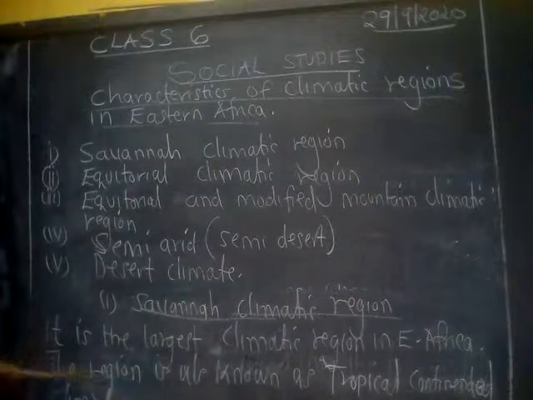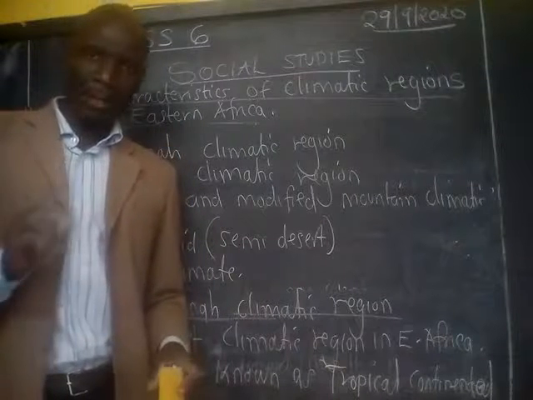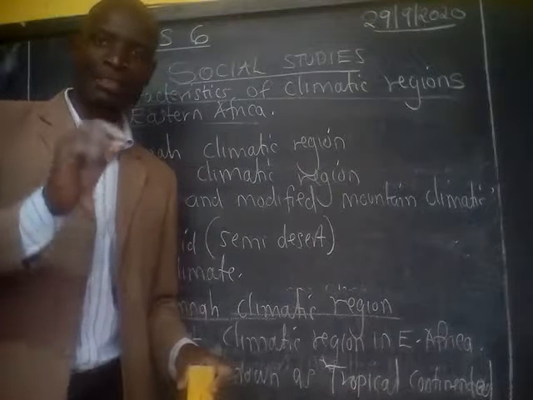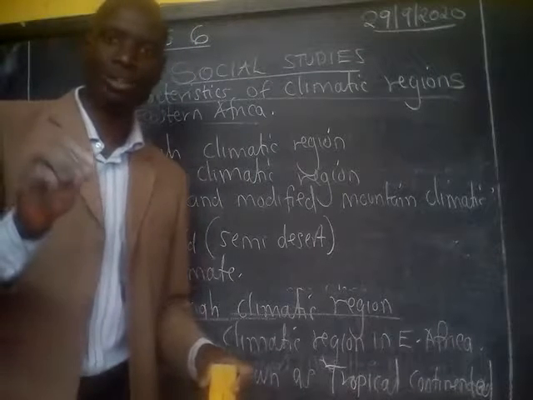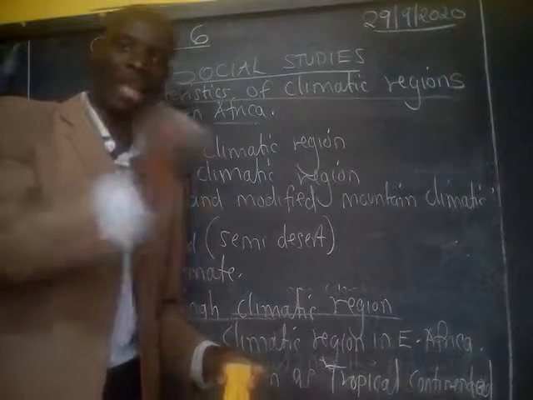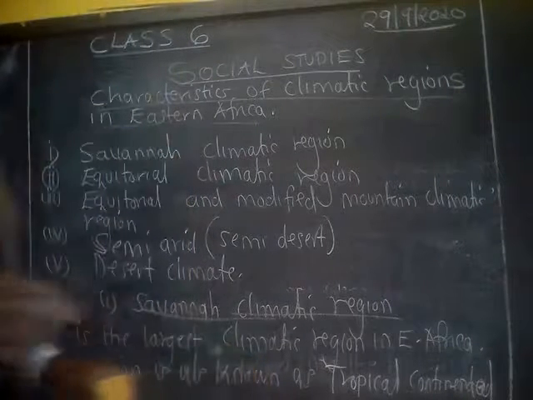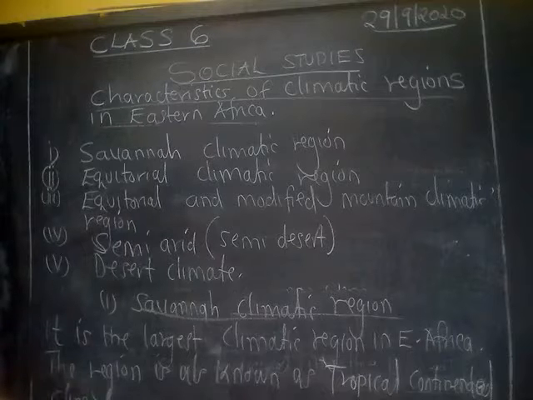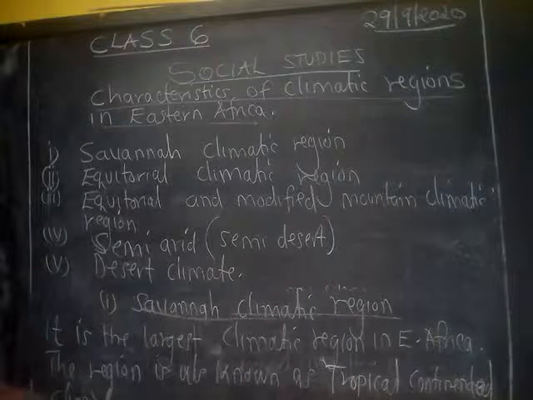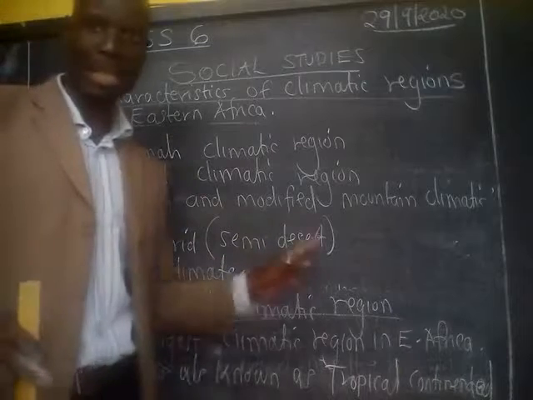The region is also known as tropical continental. Another examiner might use tropical continental, and another Savannah climatic region. It is upon you to understand they mean the same thing. So Savannah climatic region and tropical continental mean one climatic region in Eastern Africa. The tropical lands neighbor the equatorial region, lying within 23.5 degrees north and 23.5 degrees south.